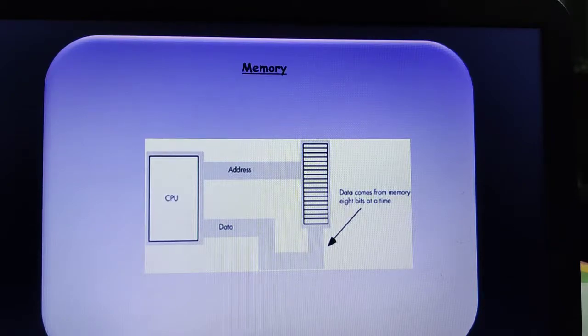Why do we call them the higher components? Because CPU, RAM and the input output are the most extensively used for the processing purpose. That is why we are using the system bus there.